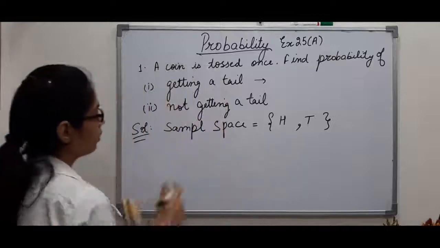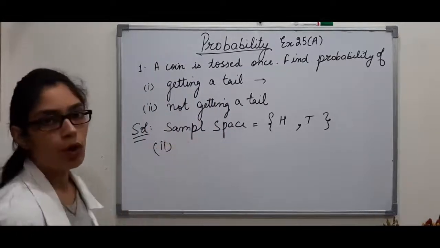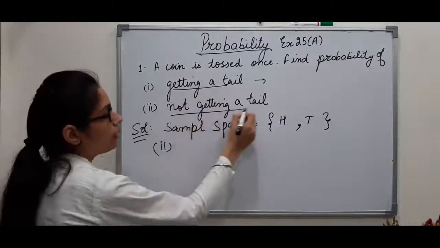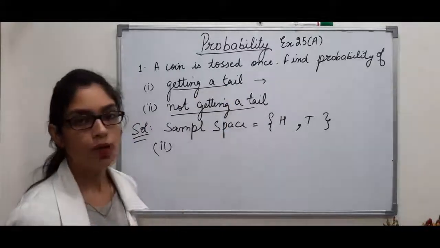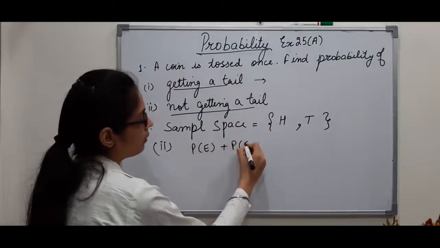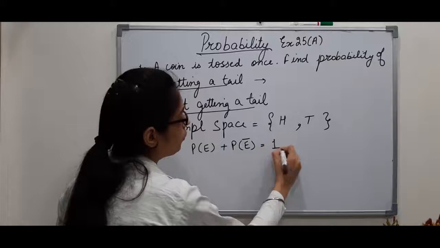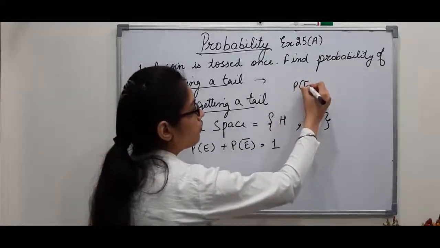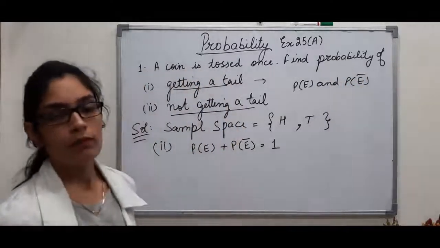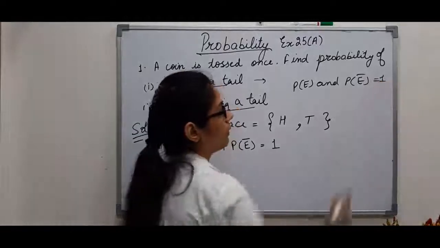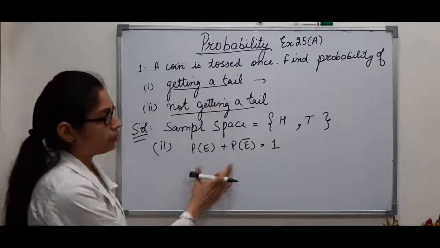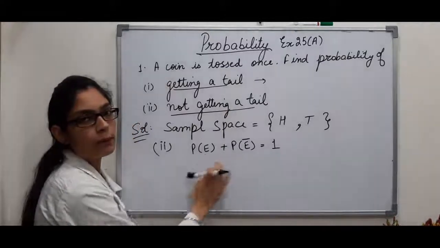Just now we have learnt about complementary events. See, the first question is getting a tail. Now it is not getting a tail. Both of these will be complementary events. So I will write P(E) plus P(E bar) will be equal to 1. P(E) and P(E bar) will always be complementary events, and the sum will be equal to 1. This thing you have to remember throughout your chapter.